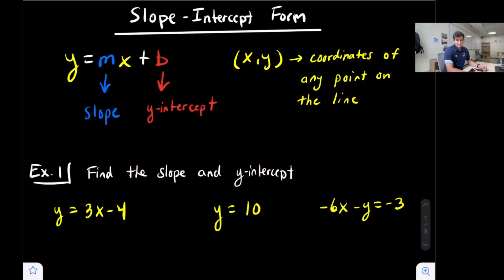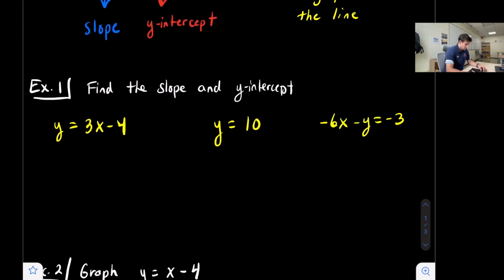In this video, we're going to talk about slope-intercept form. Slope-intercept form is represented by the equation y equals mx plus b, where m represents the slope of our line and b represents the y-intercept, or where the graph crosses the y-axis. Also, the two variables x and y represent the coordinates of any point that is on the line. So y equals mx plus b, m is the slope, b is the y-intercept, x and y represent any point that's on the line.